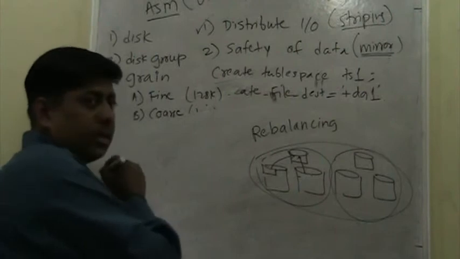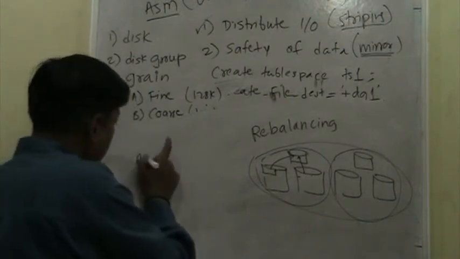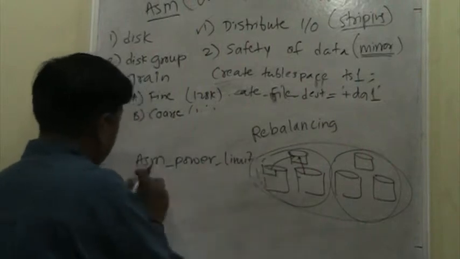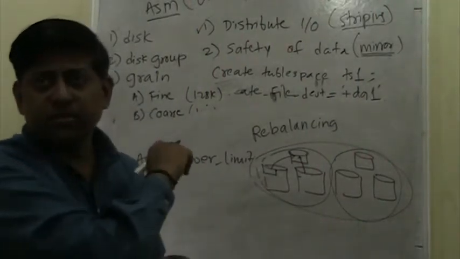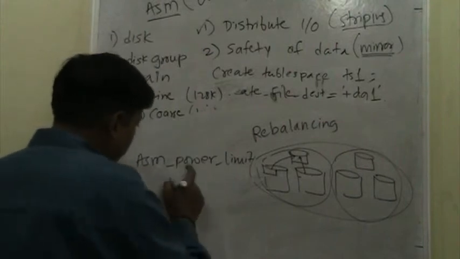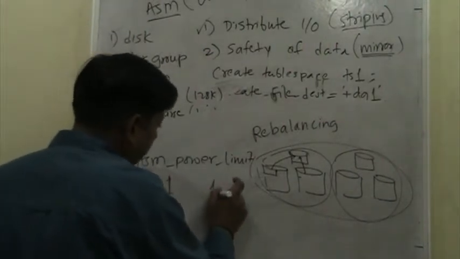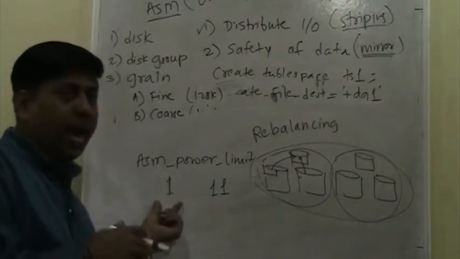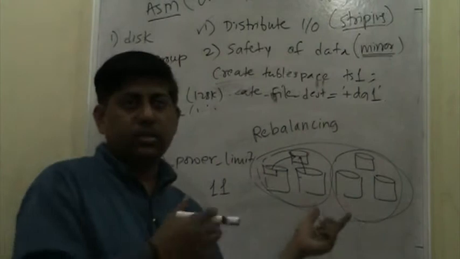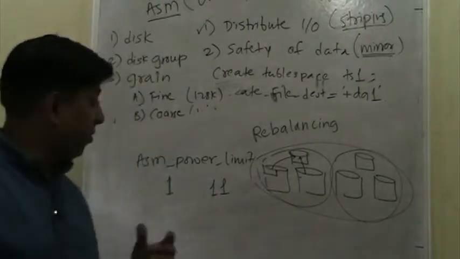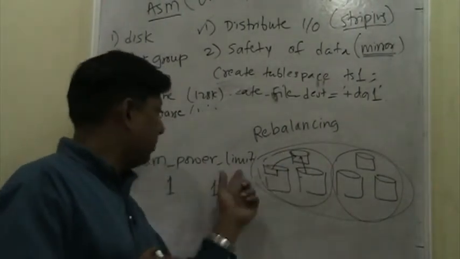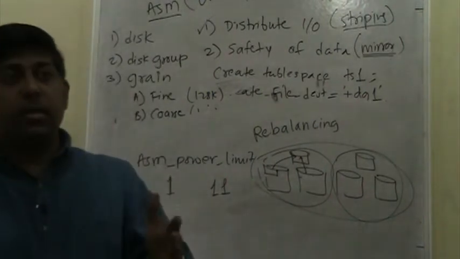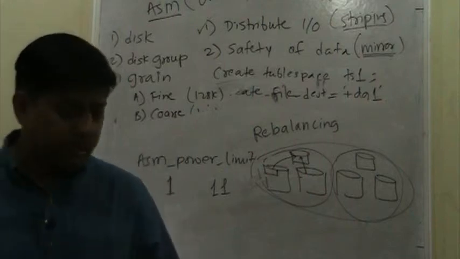And there is an initialization parameter called ASM power limit. The value of this can range from 1 to 11. 1 means the slowest rebalancing and 11 means the fastest rebalancing. So obviously if you put 11 for this parameter, then rebalancing would happen very quickly, but during that time when the rebalancing is happening, the performance of all of your queries, inserts and updates would be slow.